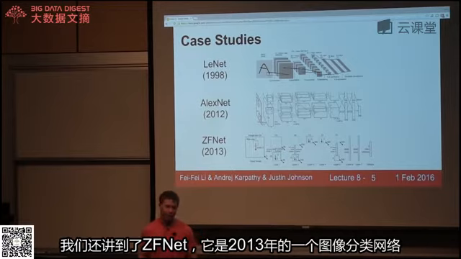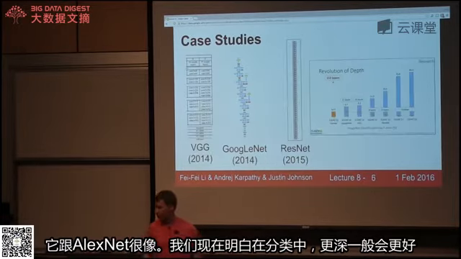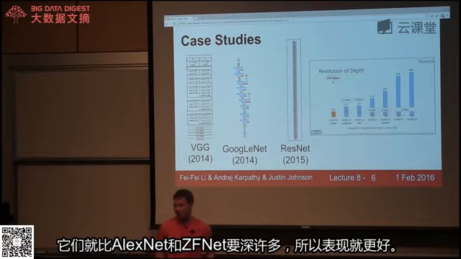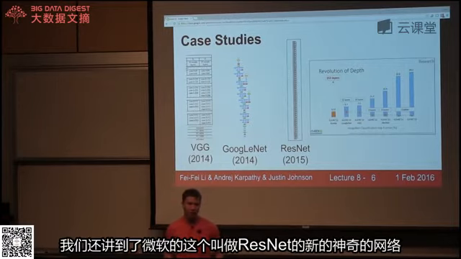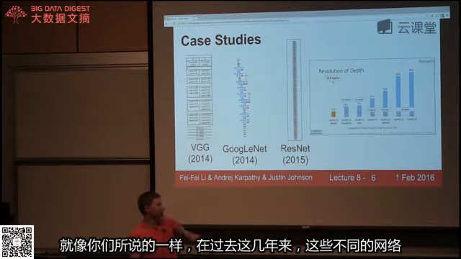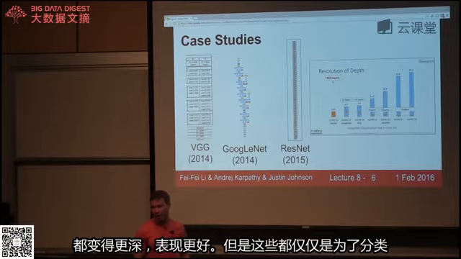We talked about ZFNet, which won ImageNet classification in 2013. That was pretty similar to AlexNet. And then we saw that deeper is often better for classification. We looked at GoogleNet and VGG that did really well in 2014 competitions, which were much deeper than AlexNet and ZFNet and did a lot better. And we also saw this new fancy crazy thing from Microsoft called ResNet that won just in December 2015 with a 150-layer architecture. And as you'll recall, over the last couple years, these different architectures have been getting deeper and getting a lot better. But this is just for classification.